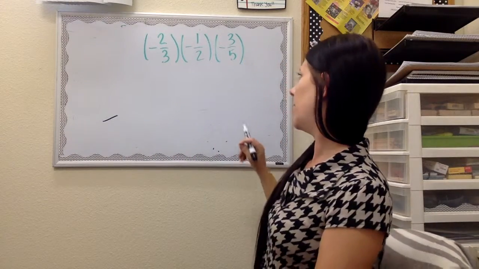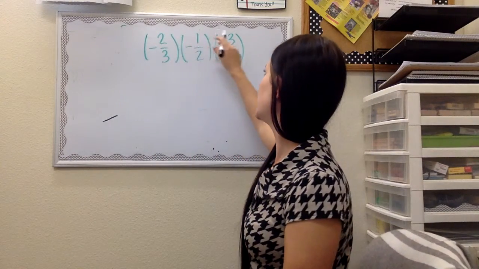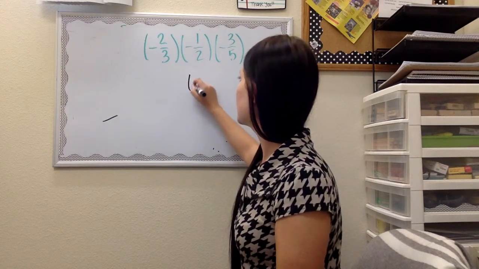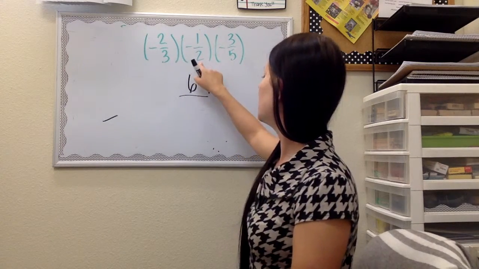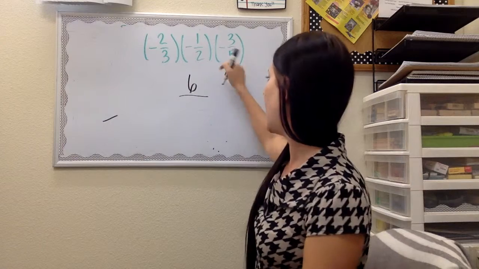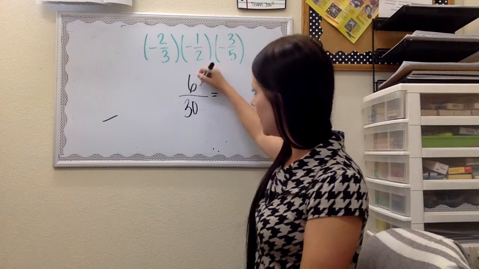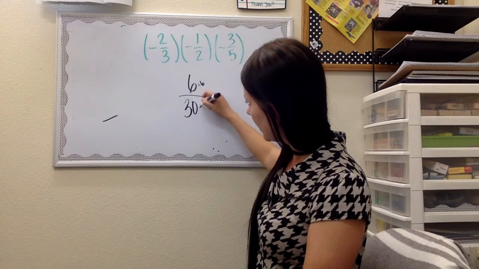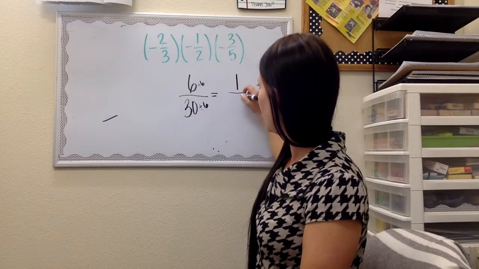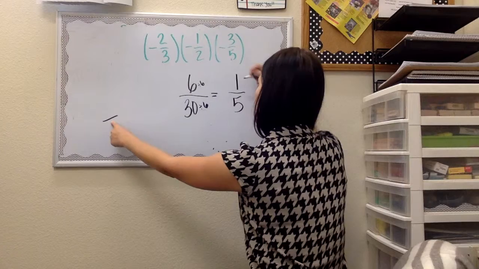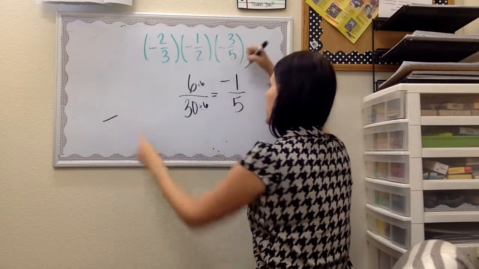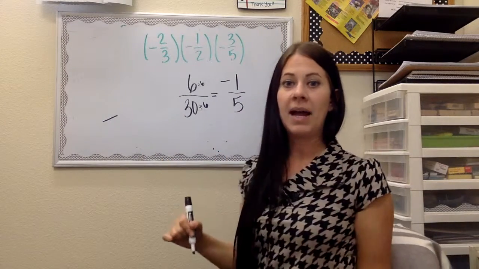Now I'm just going to go kind of old school and just do 2 times 1 times 3 would be 6. 3 times 2 is 6 times 5 would be 30. And when I reduce this, I'm going to divide them both by 6. So I'd have 1 over 5, and I decided my answer is negative.